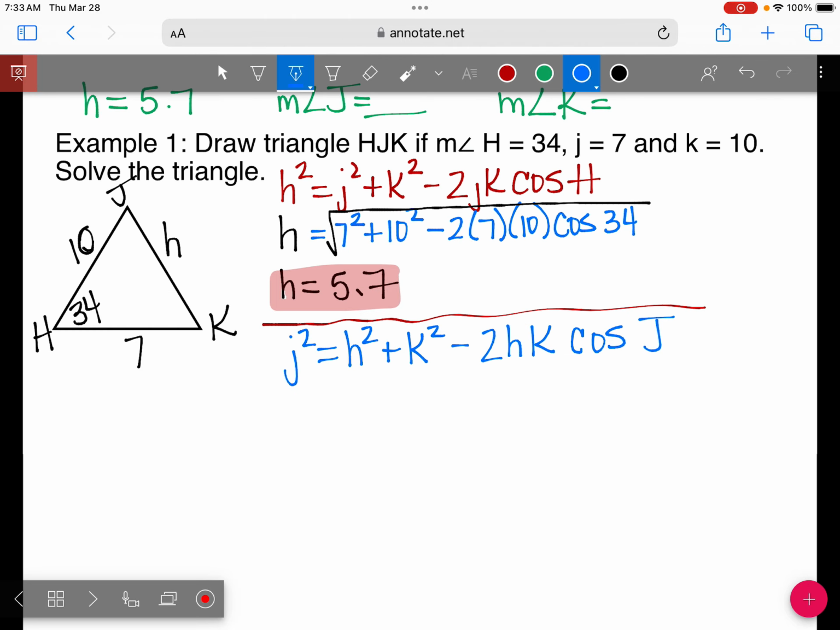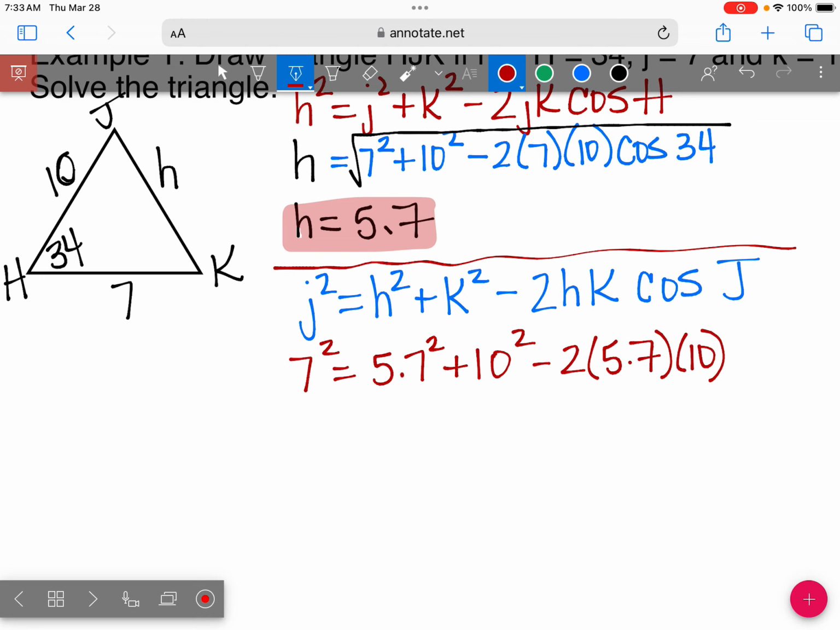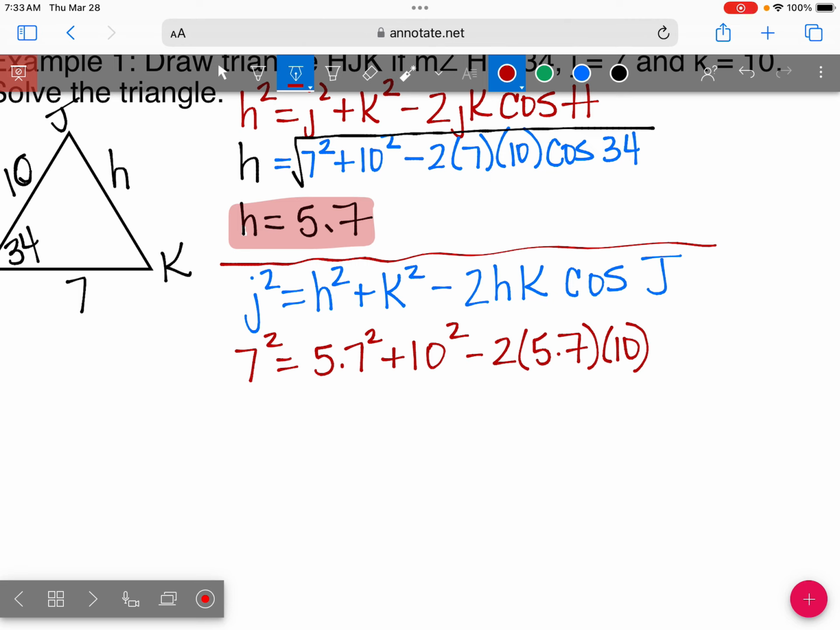All right, so now that we have our equation set up, let's start putting in our numbers. So little j is 7. We figured out that little h was 5.7, plus little k, which is 10, minus 2 times 5.7 times 10, and we're going to end with the cosine of J. I mean, 7 squared equals 5.7 squared plus 10 squared, minus 2 times 5.7 times 10 times cosine of J.